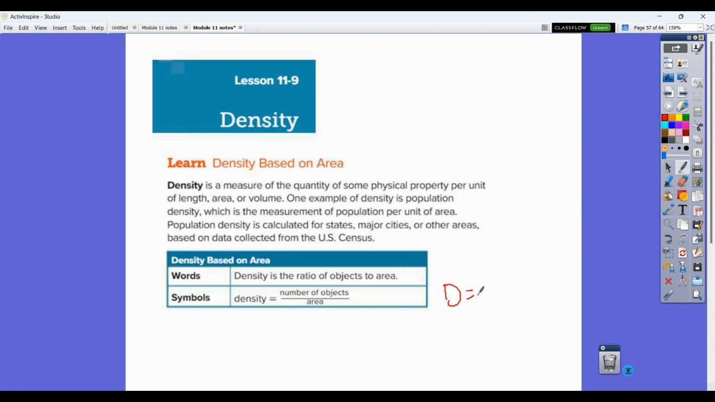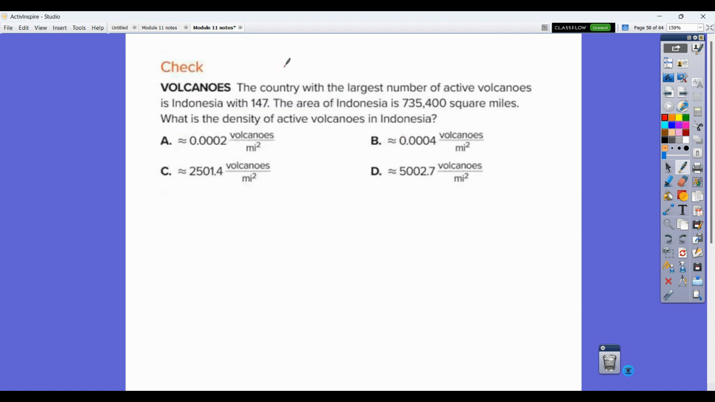Density, you should know from science, is mass divided by volume. So that's also the idea here, but this one is what we're going to be talking about for the most part in this one. Okay, so the country with the largest number of active volcanoes is Indonesia, with 147. The area of Indonesia is this. So there's the area, there's the number of active volcanoes. What's the density of active volcanoes?